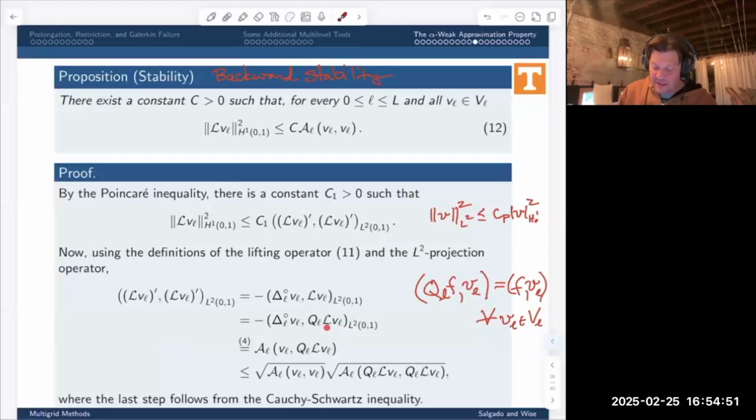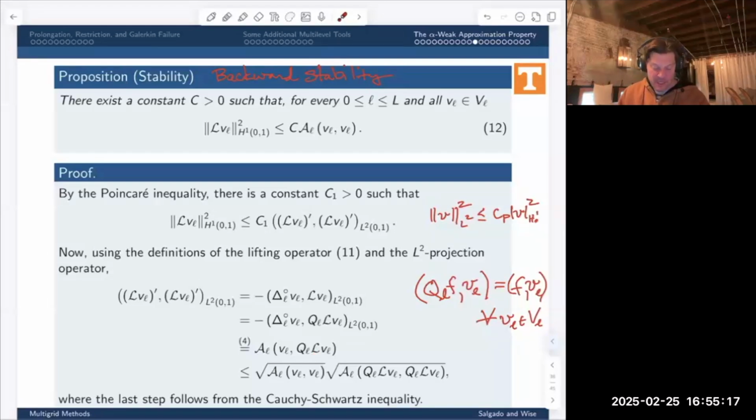We've lifted it out of V_L into a space of smooth functions. Then we put it back into the space of piecewise constant functions through this L2 projection operator. That allowed us to write this object with equality as the A_L inner product of v_L against Q_L, script L, v_L.